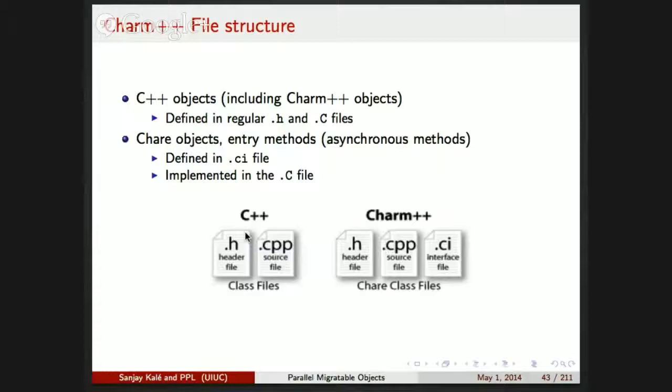Again, we've already kind of talked about this. Anyone familiar with C++ objects, you're going to define those in your .h and .C files just as you normally would, with a few extensions. The main extension is that we will also specify which of these objects are our char objects and which of the methods of those objects are our entry methods, which can be invoked remotely using a CI file. The CI file gives an interface to Charm saying, here are our chars, here are the messages you can send them via remote method invocation, and those methods will also be defined in the .C file.